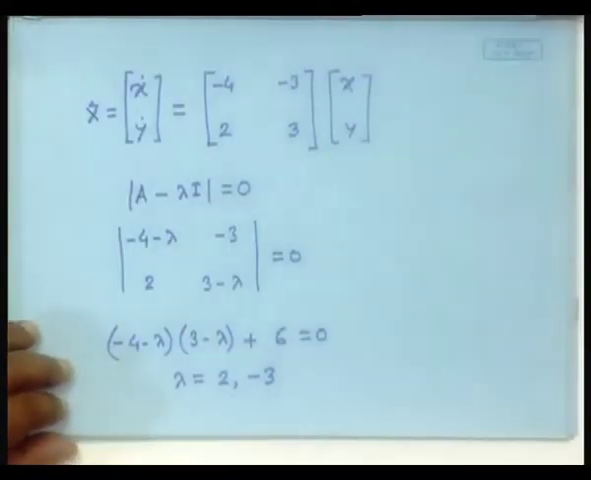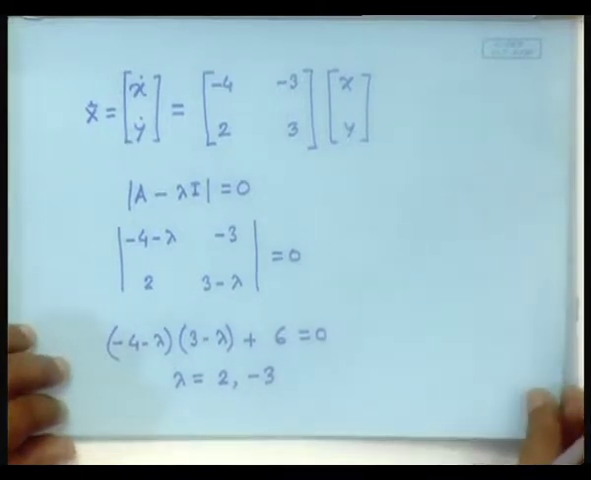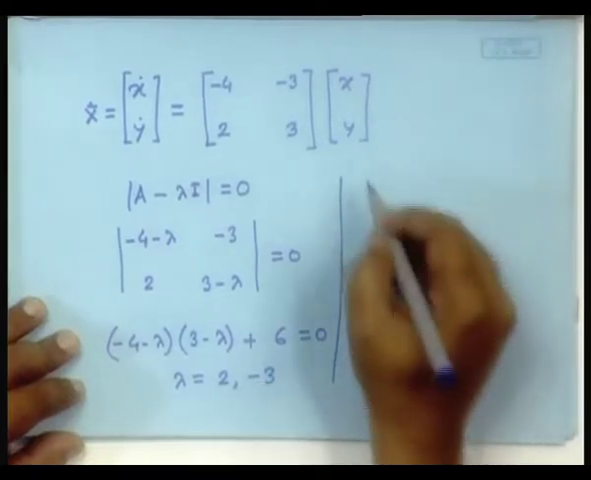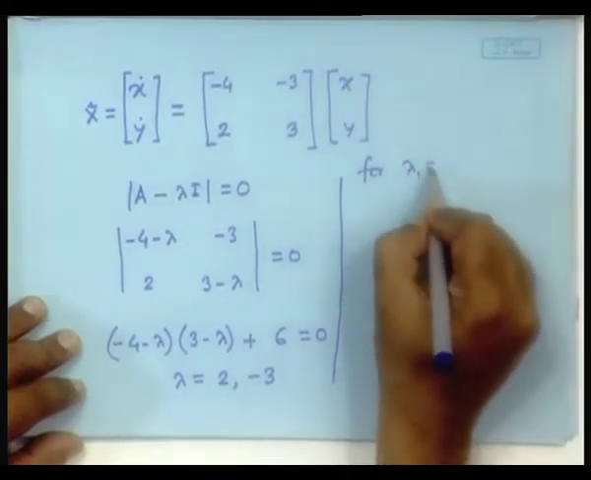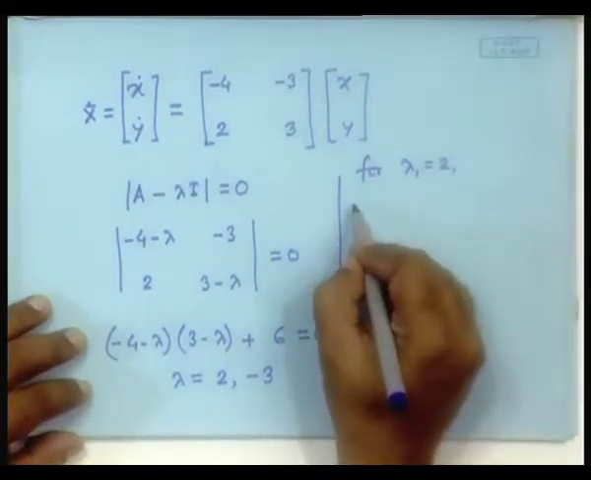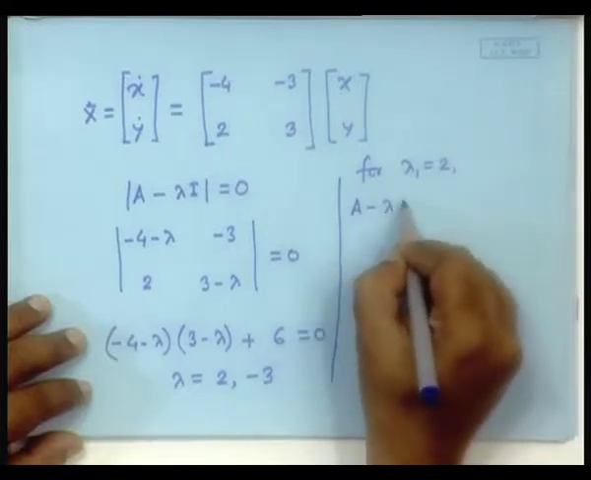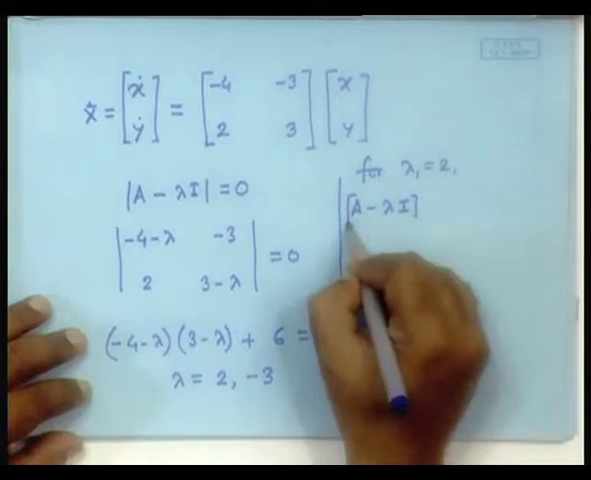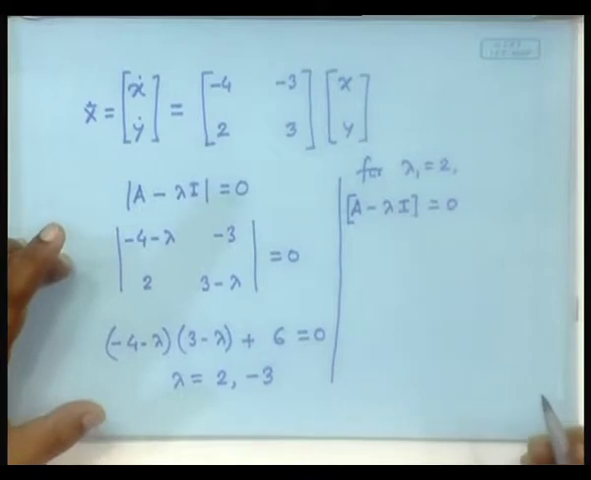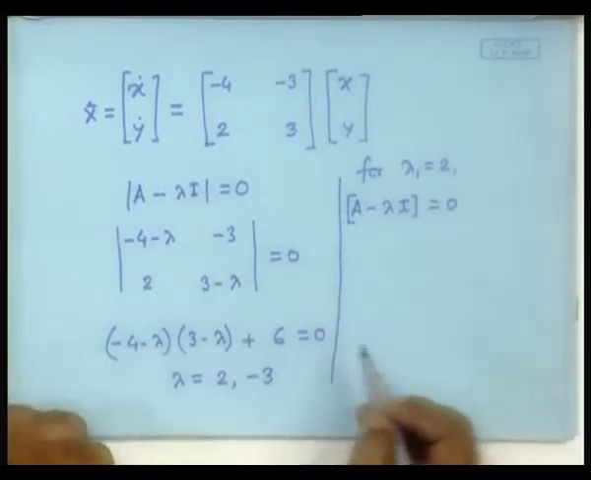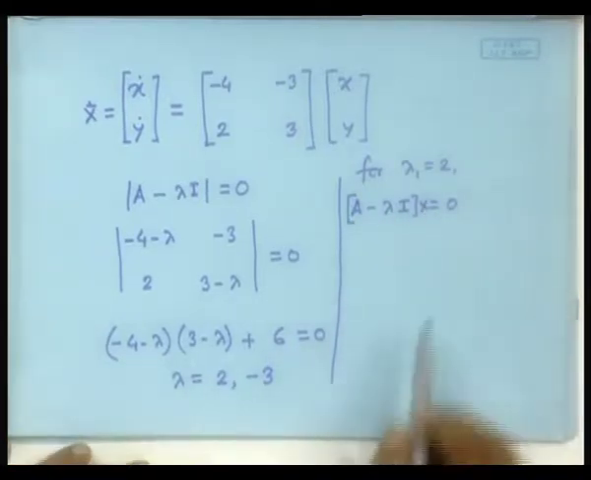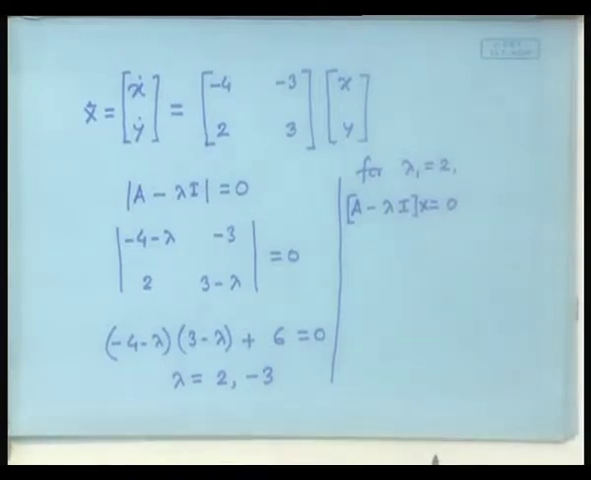Now let us obtain the corresponding eigenvectors. In order to do that, we will first start with the value 2. So for lambda 1 equal to 2, what will you write? A minus lambda I times x is equal to 0. From there you obtain it. What are the two vectors?